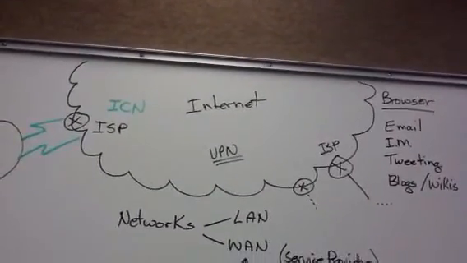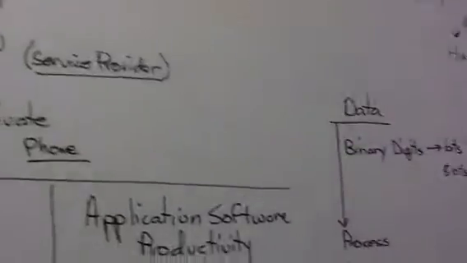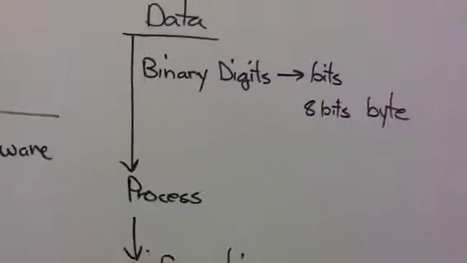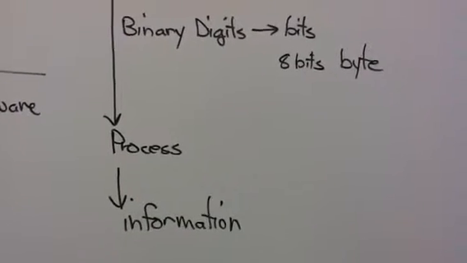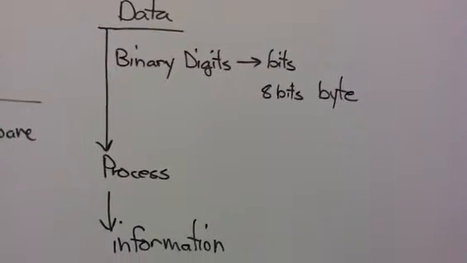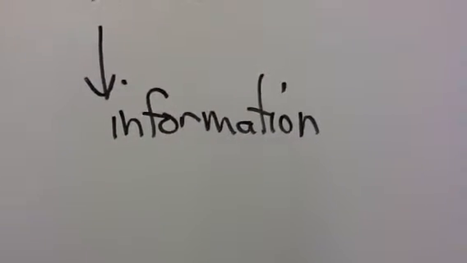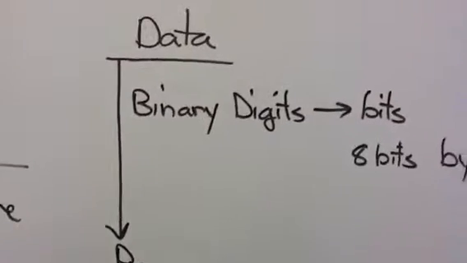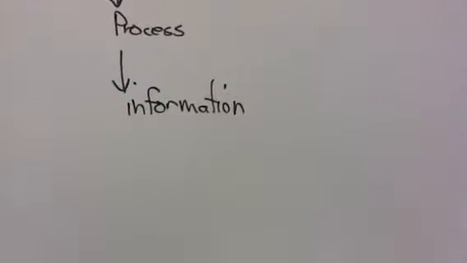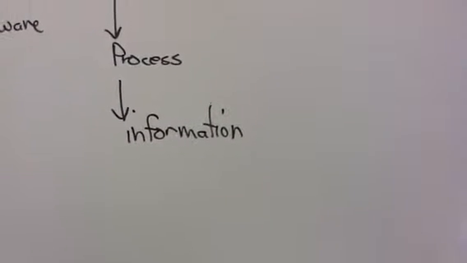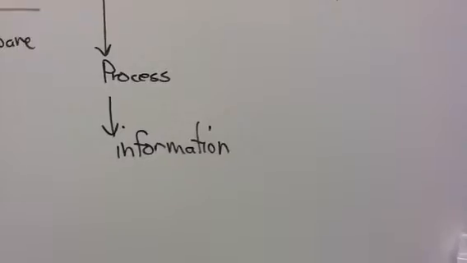What moves between everything? Well, we talked again about binary digits, bits. 8 bits gives us a byte. We usually store data. Data is processed and turned into information, something that has value to us. Raw facts converted into information. An extremely simple example would be your birth date can be converted into how old you are. Okay?